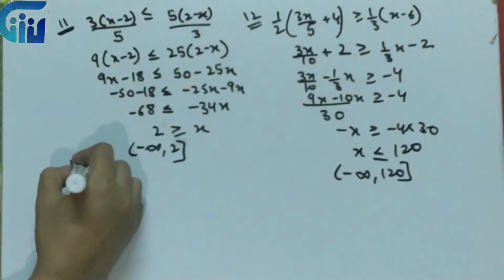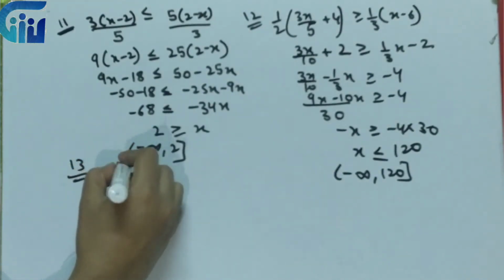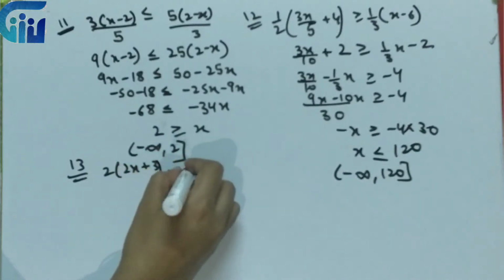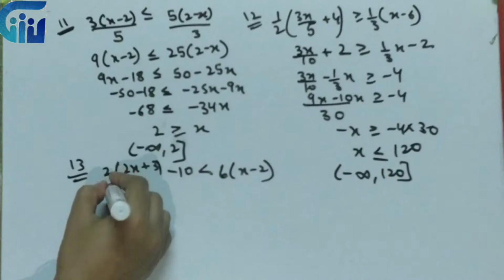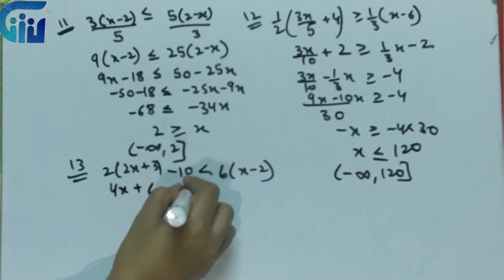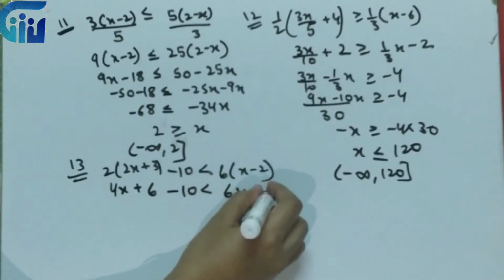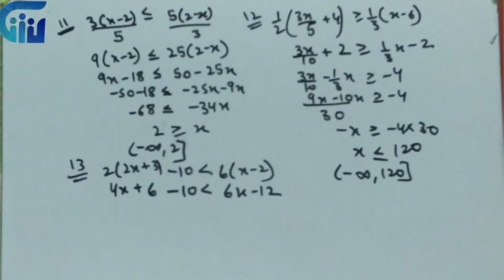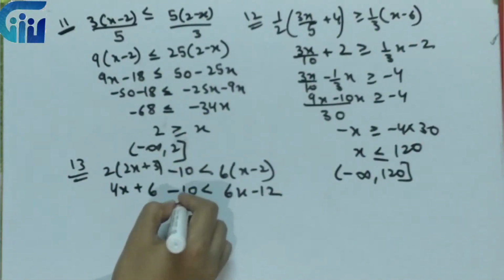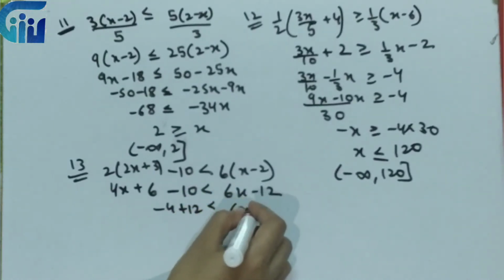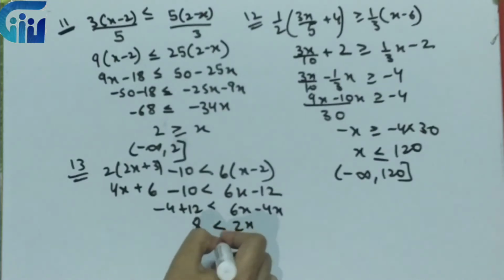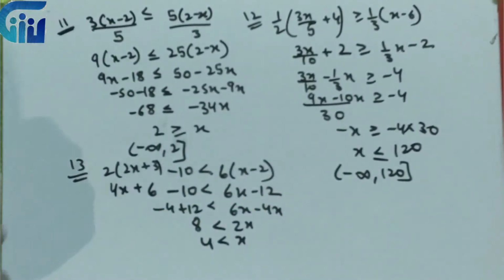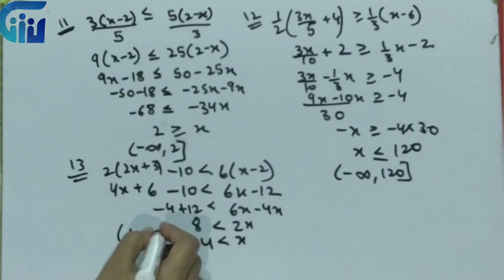Moving on to question 13. So this is 2 times of 2x plus 3 minus 10, strictly less than 6, x minus 2. Let's solve it together. So we will have it as 4x plus 6. You can pause the video, solve and see whether you are getting the same answer. This way you will be able to check whether you have understood the concept or not. So let's see who does it first. So this is 8 to x, x is greater than 4. So again, now it is greater, so 4 to infinity, right? So this is how we have to decide.